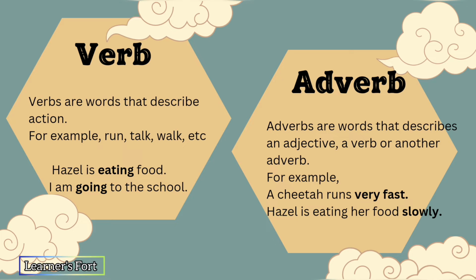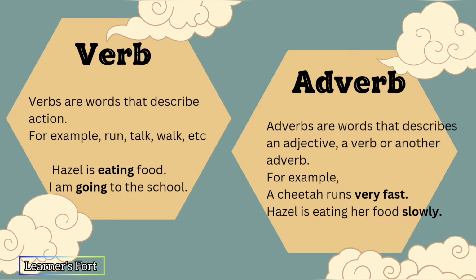For example, a cheetah runs very fast. Now, if we are writing a cheetah runs, it is telling us that the cheetah is running, right? But very fast is an adverb here, and it is telling more about the speed. It is telling us more about the intensity of how the cheetah is running, right? So here, the adverb is very fast.